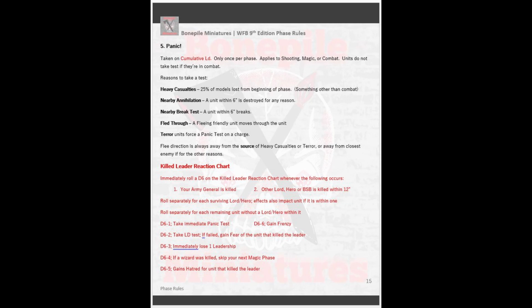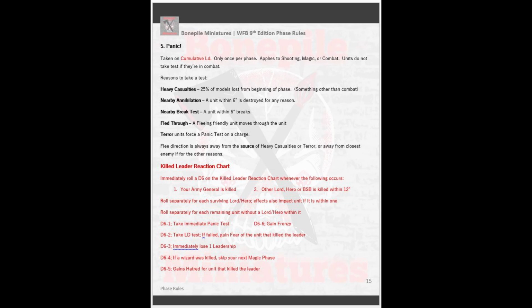You will have to skip your next magic phase, because somehow the winds of magic won't flow due to the death of that wizard. Okay, now on to number 5. The unit gains hatred for that unit that killed the leader. So sometimes the death of a favored leader can lead to the rally of an army. And in this case, the unit would gain hatred for the unit that killed the leader.